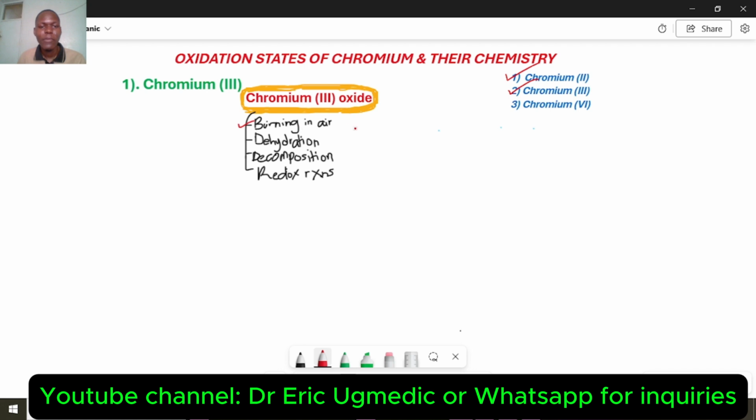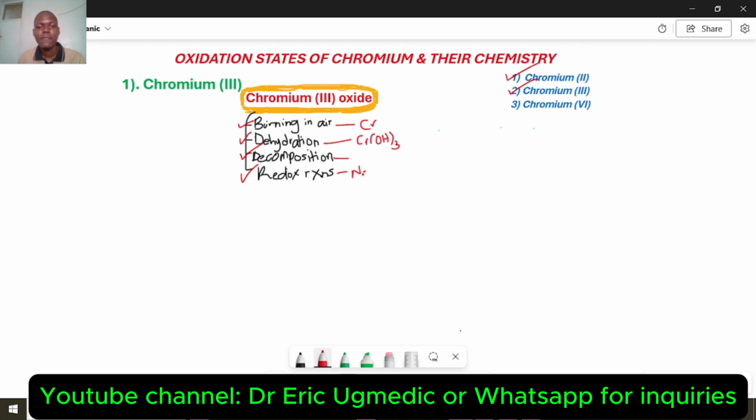There is burning. What are we burning? We shall be burning chromium in air to form the chromium 3 oxide. Then dehydration. What are we dehydrating? It's hydroxide. So we shall be dehydrating the chromium 3 hydroxide. And then the decomposition. So this decomposition, we shall be looking at the thermal decomposition of a compound known as ammonium dichromate. Then the redox reactions, we are going to see a reaction between compounds like sodium dichromate and carbon.